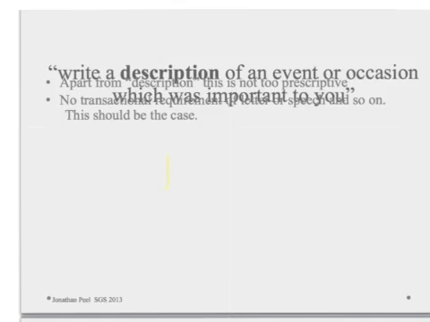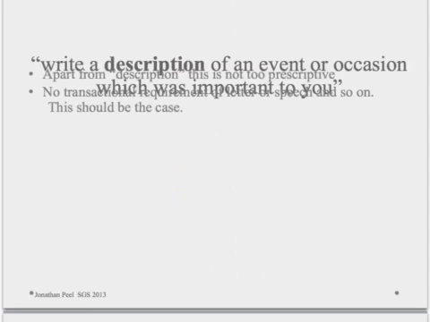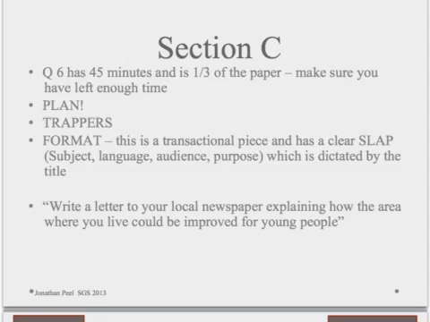What this means is that there isn't really any space in this question for bland, empty telling of a story or explaining why this event was going on. This is a descriptive question, so we'll move on from that to section C. The third and final part of the exam, 45 minutes, you're watching your time, and think about it, this is a third of the marks of the paper. It's one question. That means you will plan. It means you will use trappers.